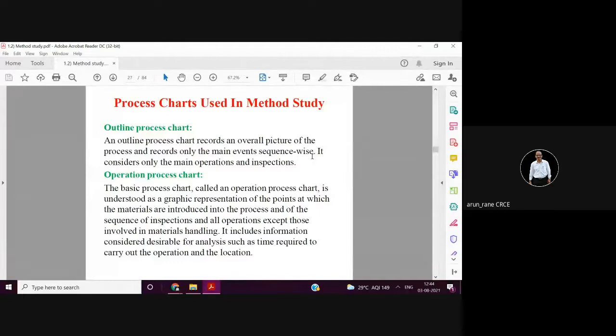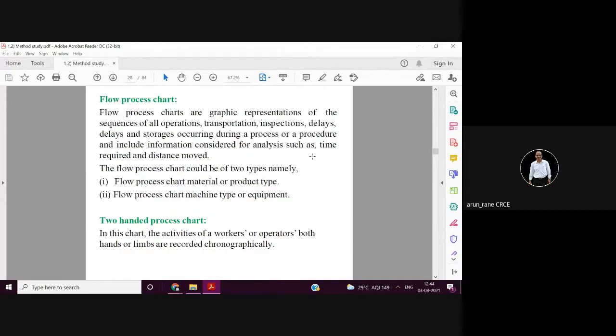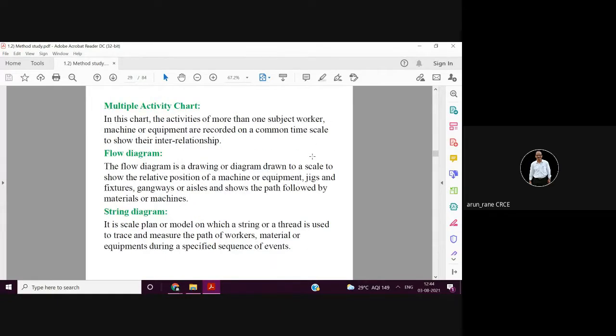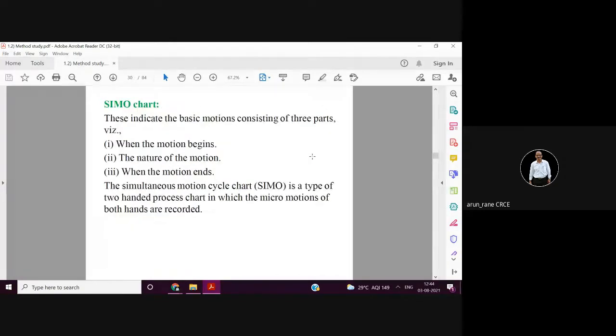So different process charts what we discussed yesterday were outline process chart, operation process chart, flow process chart, two-handed process chart, then multiple activity chart. Multiple activity chart includes your flow diagram, string diagram, wherein for the string diagram you take a string to measure the distances.